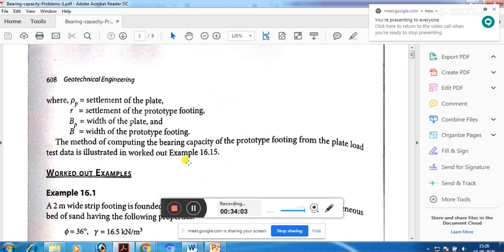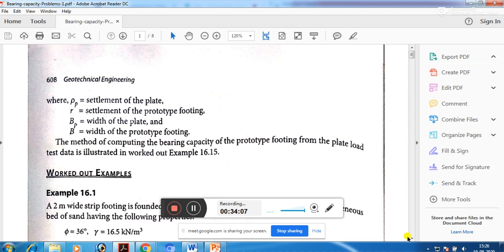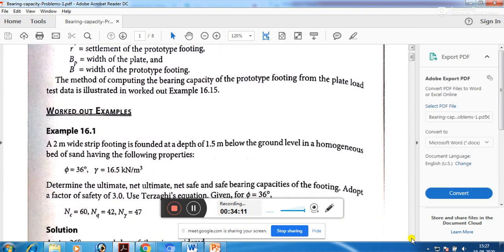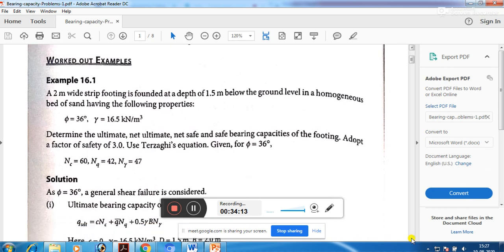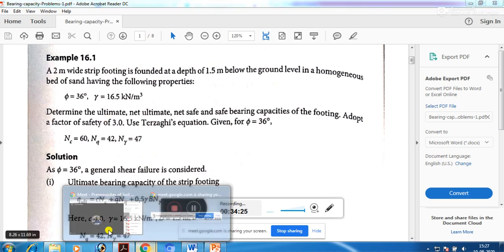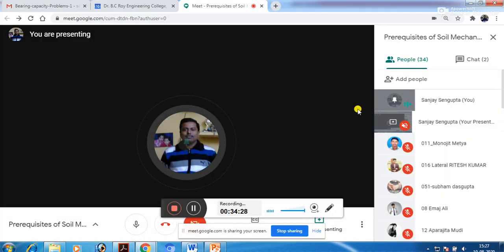Can you see this? Is it clear? Yes, sir. See example 16.1. I think I have taken it from this book. I'll tell you the name of the book later, I'm not recollecting the name. So all of you have joined, right?